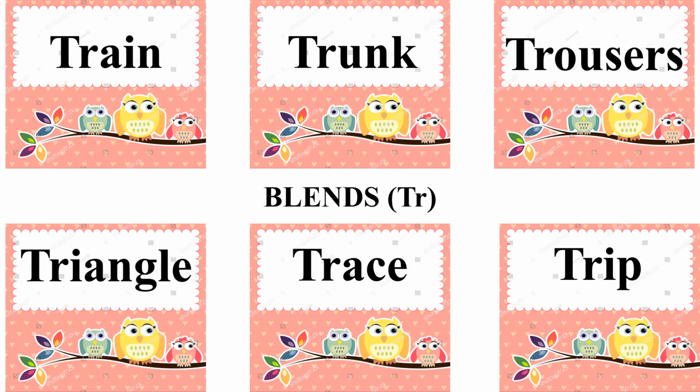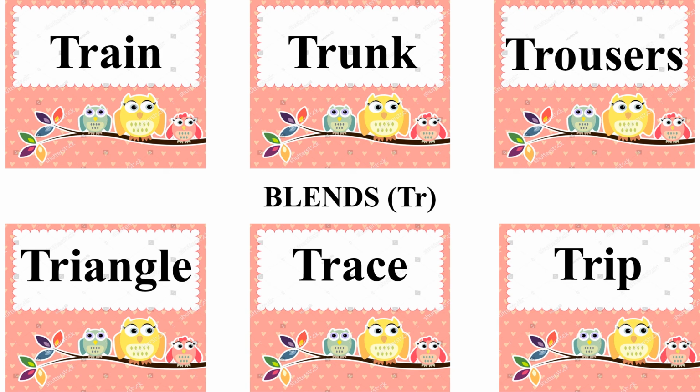Blends tr: tr, ain, train. Tr, unk, trunk. Tr, ousers, trousers. Tr, iangle, triangle. Tr, ace, trace. Tr, ip, trip. So children, these two new blends have been introduced to you.